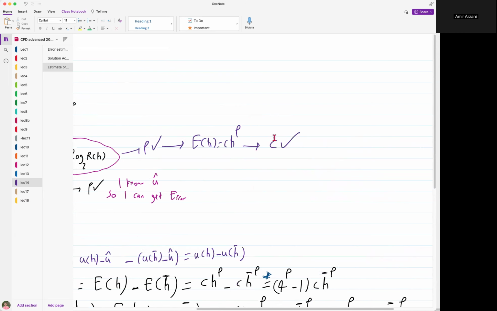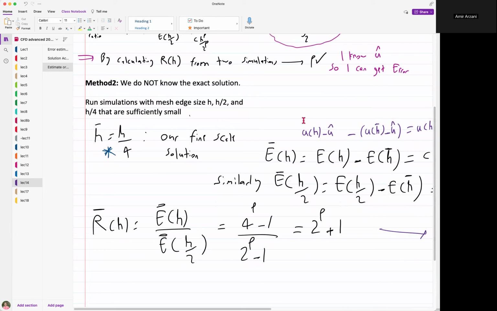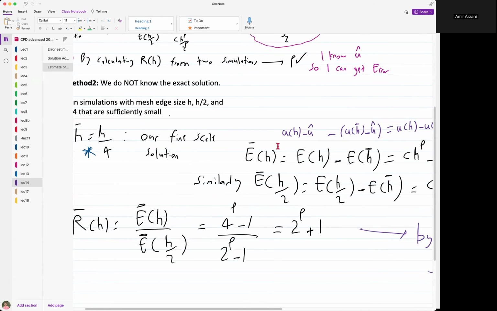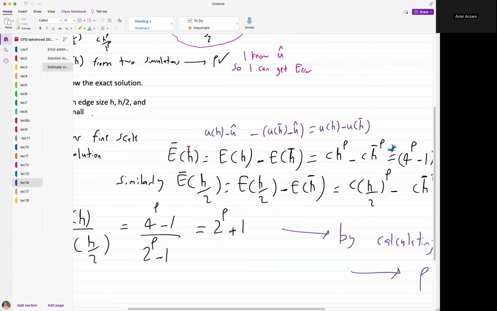Okay, now the second case is perhaps more relevant, and these are situations when we don't know the exact solutions. In these cases, we need to run 3 simulations: h, h over 2, and h over 4. So our fine scale solution is going to be with h over 4. I'm going to call that h bar. And I'm going to define e bar, which is basically the error with respect to my fine scale solution. That's basically the error for h minus the error for h bar.